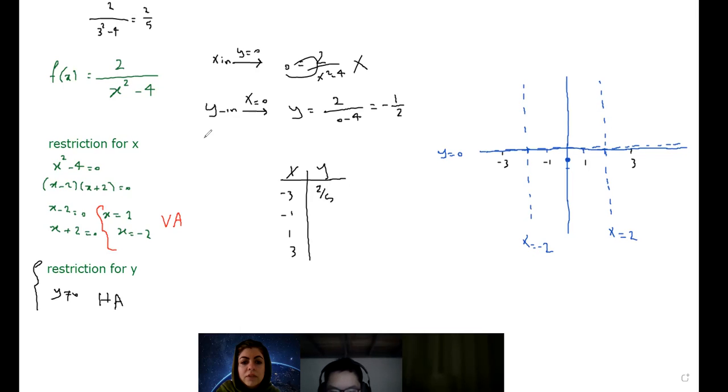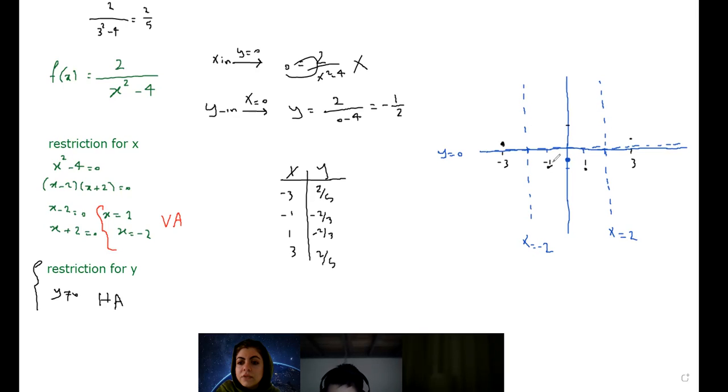If you put 1, you get negative 2/3. The same thing for negative 1, you get negative 2/3. If you put 3 for x, you get 2/5. I quickly put these points. If this is 1, let's say the 2/5 is here and that is there. 2/3 is a little bit there.